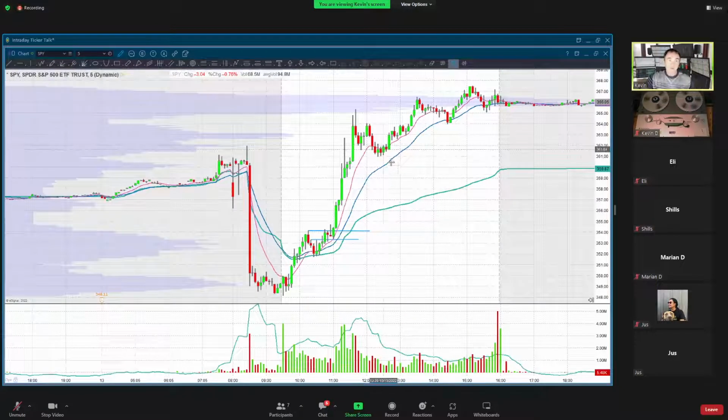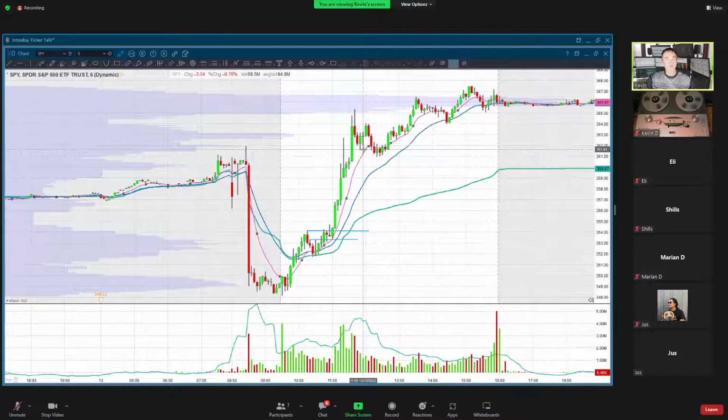Yeah. So the blue one is the 21 period moving average, the 21 5-minute candles. And the pink line is a 9-period exponential moving average. So in this case, 9 5-minute candles. We also have on this chart my main VWAP, this teal line.